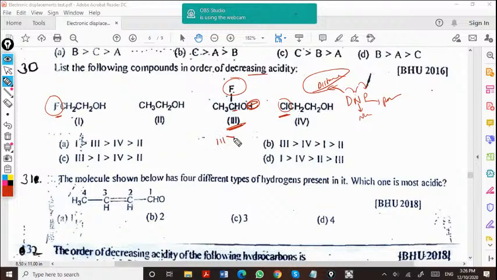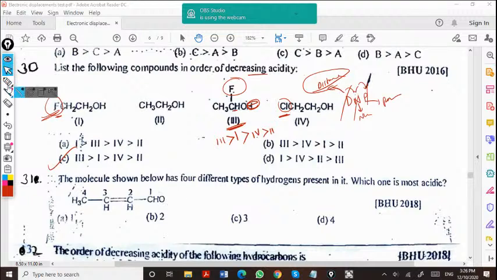So 3 will be the highest acidic. Then withdrawing groups on the next carbon. So distance is cancelled. Number is same. That is also complete. Now power. Power of chlorine will be more. So then this next, chlorine next. So 3, 1, 4, 2. That is option C. Okay. Next.